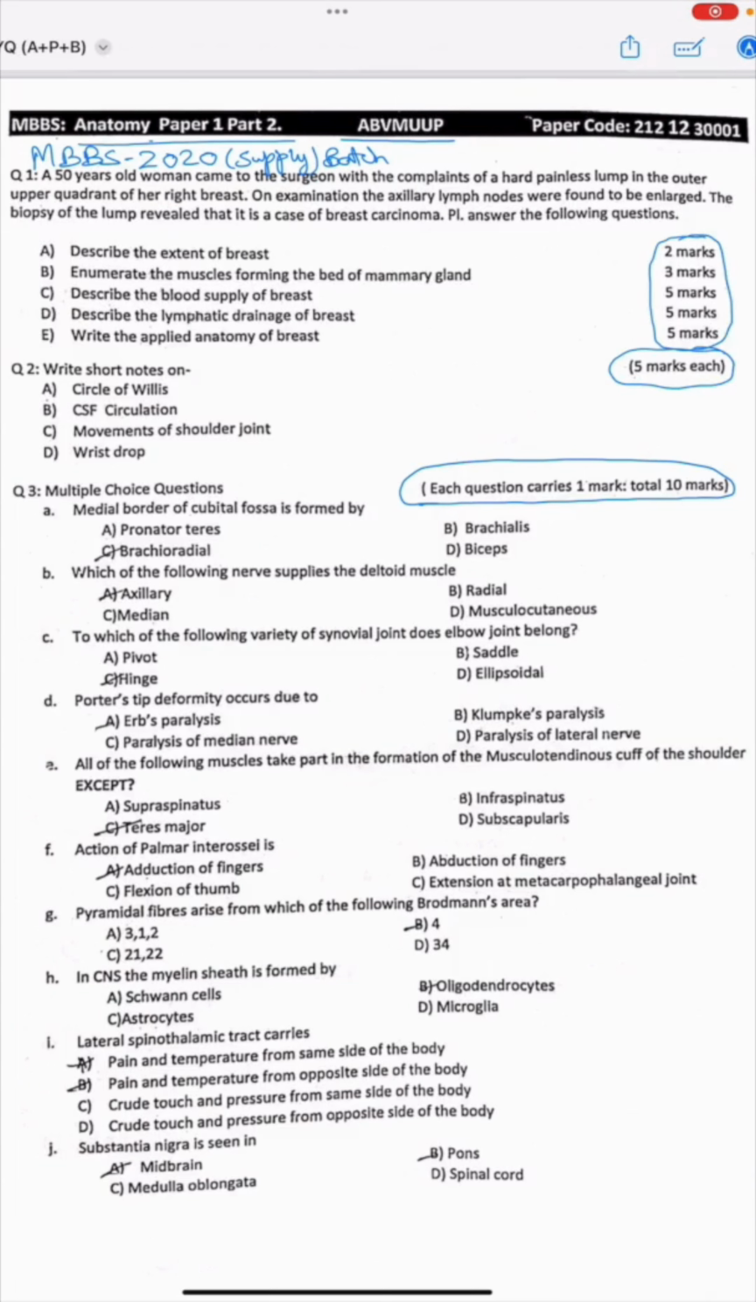Describe the lymphatic drainage of the breast. This is a super important question. I believe every student prepares this before going for the exam. So lymphatic drainage of the breast, you can divide into 4 quadrants. Remember, the upper outer quadrant mainly drains into the anterior group of axillary lymph nodes. That's also called pectoral group of lymph nodes, or you can say the superficial lymphatics from the breast drain into the anterior group of axillary lymph nodes, and that also includes the subareolar plexus of Sappey.